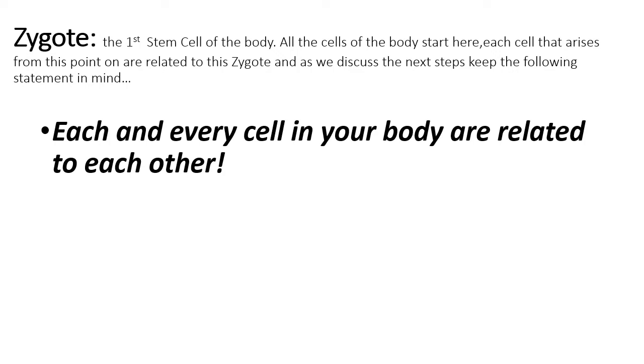And a zygote is the first stem cell of the body. All cells of the body start here. Each cell that arises from this point are related to the zygote. And as we discuss these next steps, keep the following statement in mind. We talked about this Saturday in our lecture, that each and every cell in your body are related to each other.